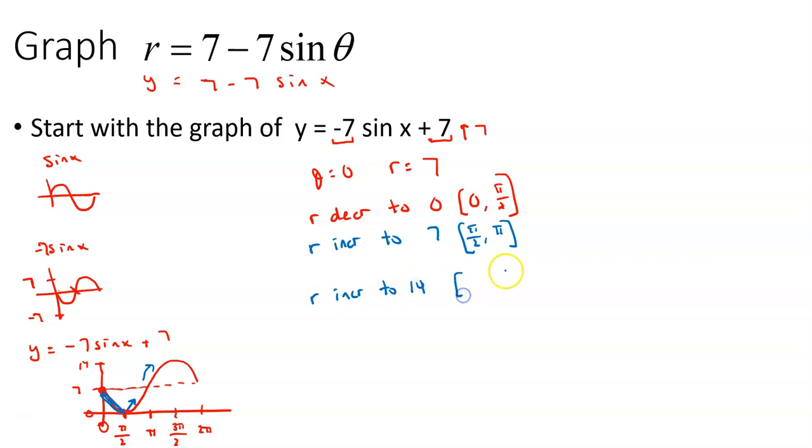So the radius increases to 14 from pi to 3 pi over 2. And then it comes back down again. The radius decreases to 7 on the interval from 3 pi over 2 to 2 pi. Okay, so how does this translate into the graph of a polar curve?